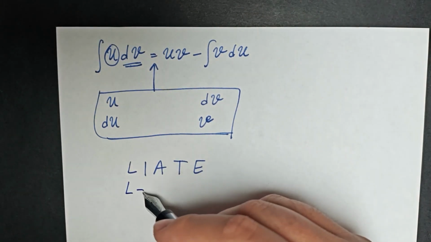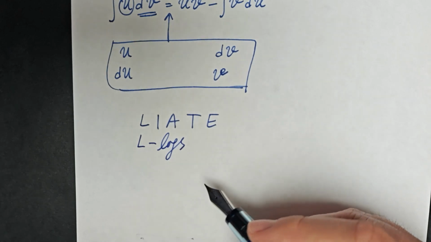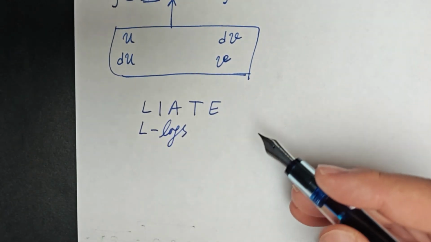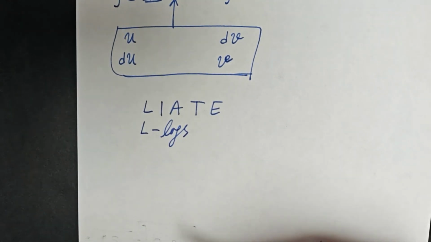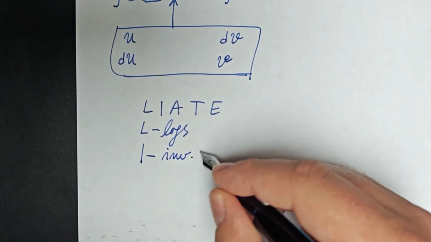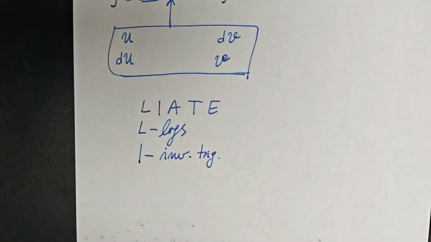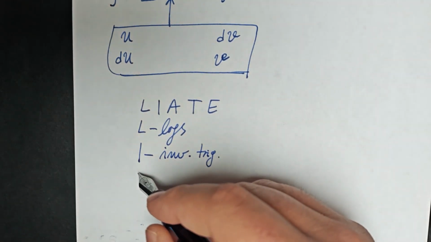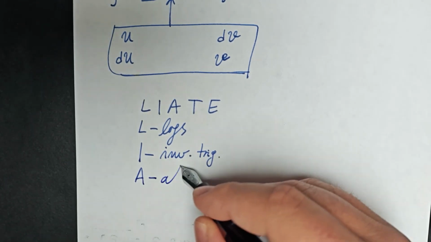Now L stands for logs. That is a natural logarithm, ln, or a general log. I stands for inverse trigonometric functions. This is something like arcsine of x or inverse cosine of x. Now A, that stands for algebraic.